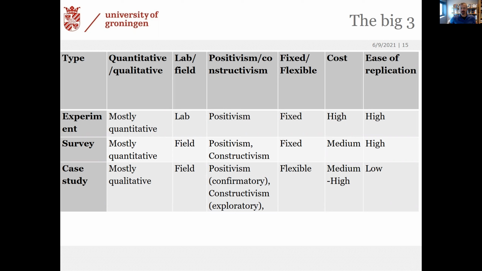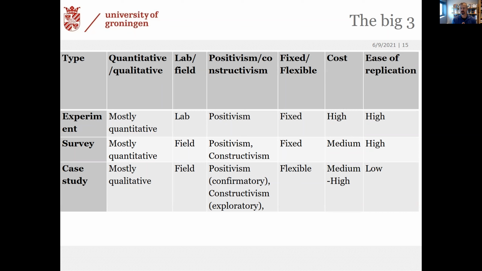Experiments are usually lab studies, also called in vitro. Surveys and case studies are field studies, also called in vivo. If you want to put it in different terms, experiments happen in labs. They happen in constrained environments so that you can control variables. Surveys and case studies happen in real life. So you do not actually control or constrain anything.